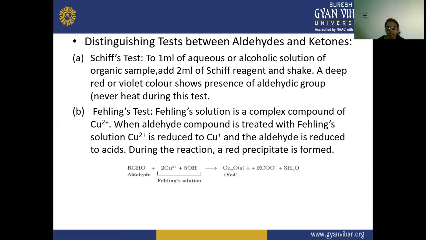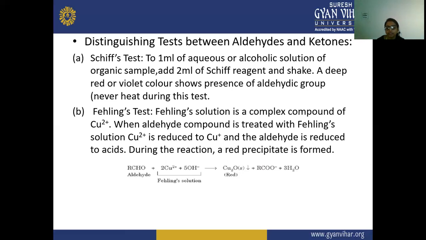So first is your Schiff test. In this Schiff test, we have to take 1 ml of aqueous or alcoholic solution of the organic sample, the organic sample that is given in the lab for testing. So we have to add 1 ml of the aqueous or alcoholic solution, and in that we have to add 2 ml of Schiff reagent.